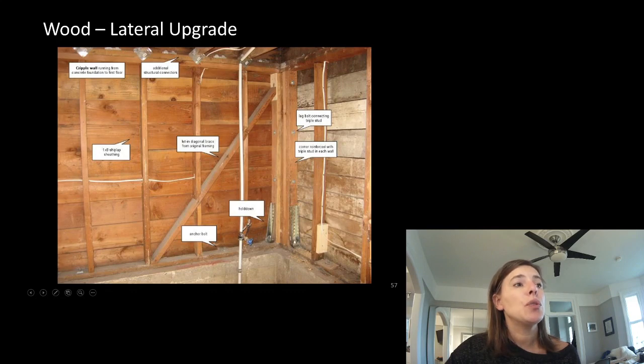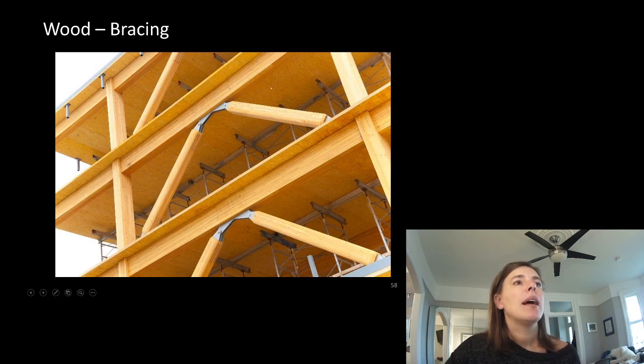You could do a kind of let-in or built-in braced frame element, less common. And on a mass timber building here, you can see they actually use wet wood elements as the lateral load resisting system. Again, connections become a big part of that system.